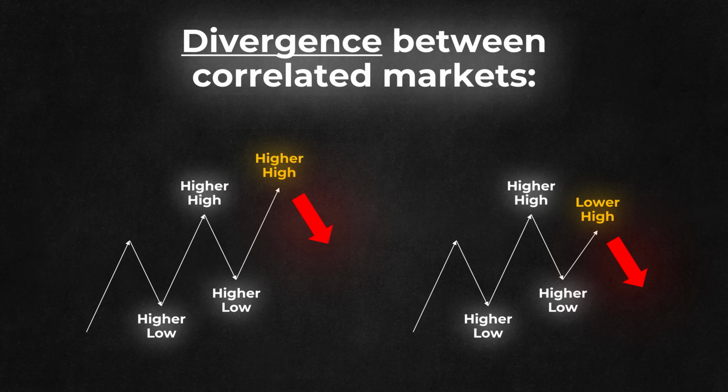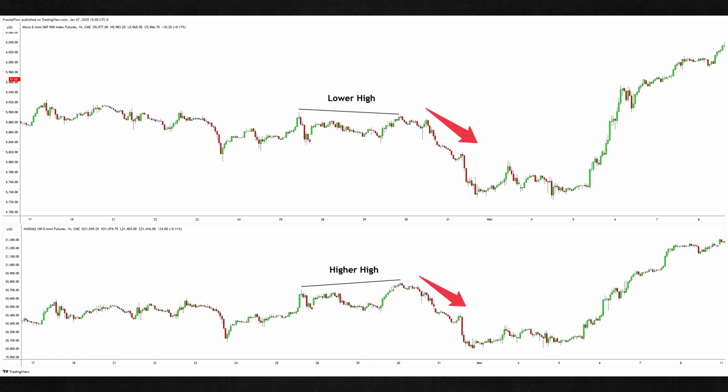For example, in two positively correlated markets, if market A produces a higher high while market B produces a lower high, there is divergence between the two, which in this case means a bearish reversal. In this chart, we can see a very clear example of this. On top, we have the 1-hour S&P 500 futures, and on the bottom, we have the 1-hour Nasdaq futures. These two markets are positively correlated. The black line shows a moment where the S&P produced a lower high while the Nasdaq is producing a higher high. Both markets were going up, so the divergence ended up signaling a bearish reversal.